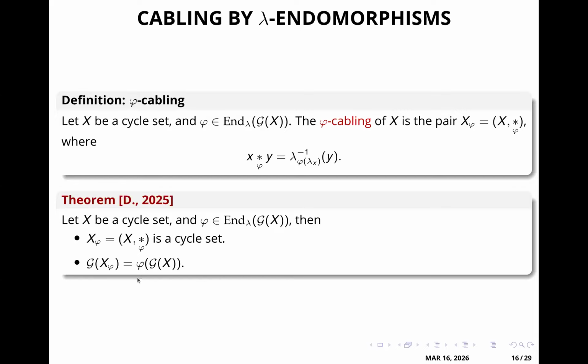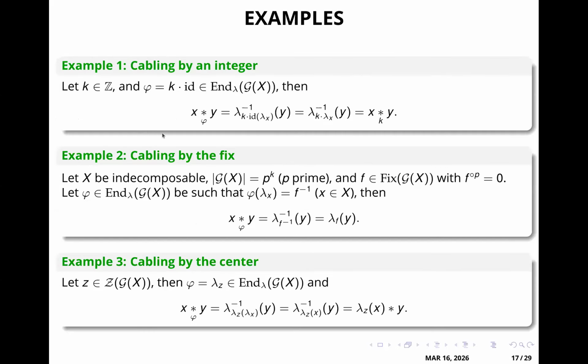Of course, as said, we get the classical cabling technique if we take the lambda endomorphism that is simply given by multiplication by k. It's easy to see that the cabling by this endomorphism is simply the k-cabling in the sense of Lebed, Ramírez, and Vendramin.